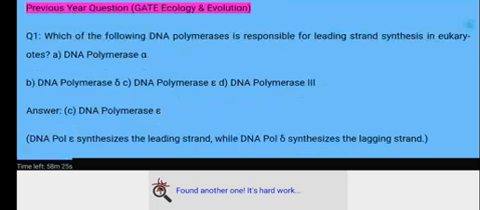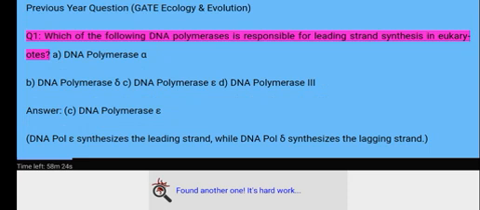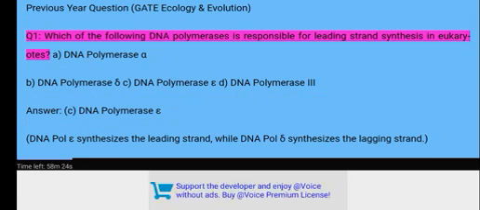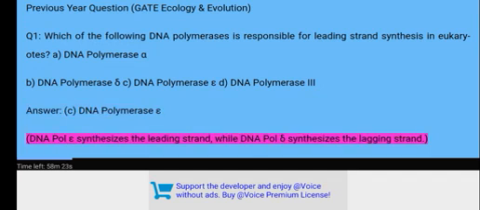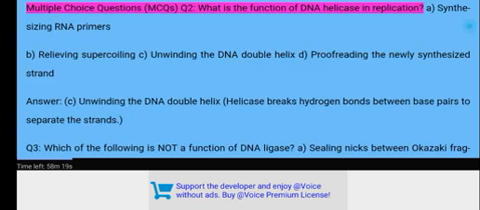Practice questions with answers. Previous year question, GATE Ecology and Evolution. Q1. Which of the following DNA polymerases is responsible for leading strand synthesis in eukaryotes? A. DNA polymerase alpha. B. DNA polymerase delta. C. DNA polymerase epsilon. D. DNA polymerase III. Answer: C. DNA polymerase epsilon. DNA Pol epsilon synthesizes the leading strand, while DNA Pol delta synthesizes the lagging strand.